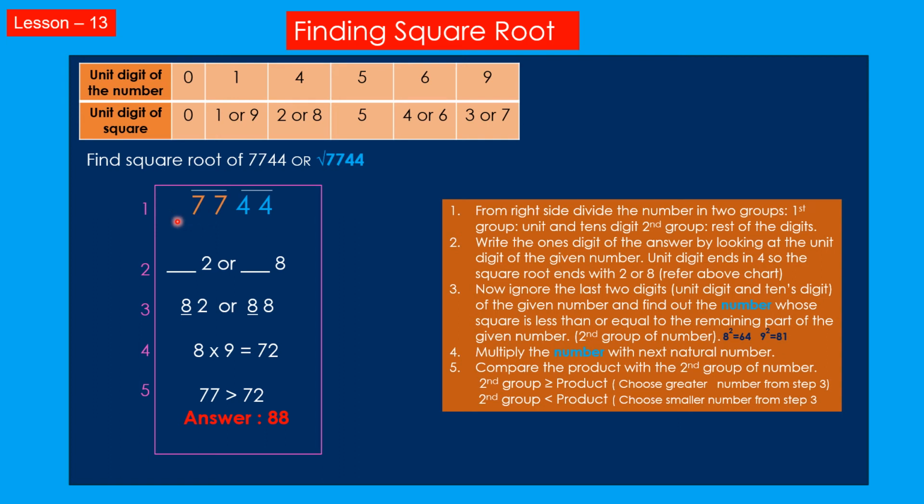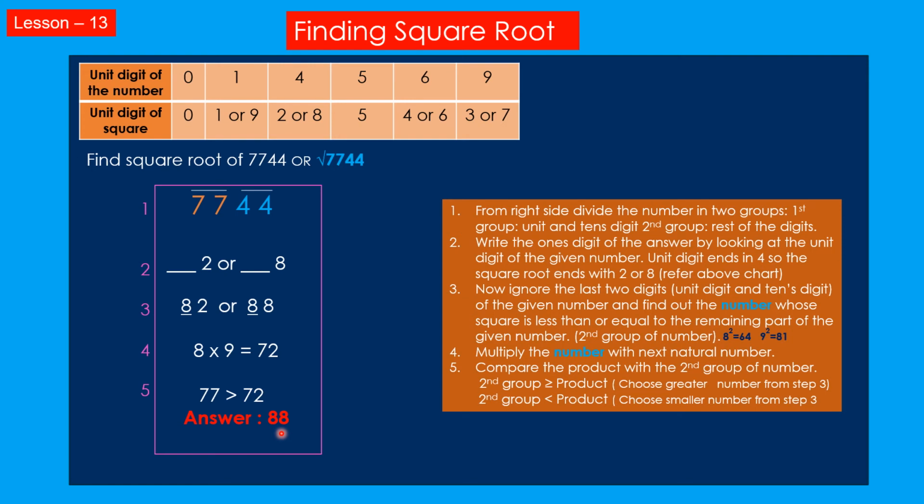Now if 77 is more than this product, then we choose the greater number. What is the greater number? Out of 82 and 88, the greater number is 88. And in case the second group of number, like 77, is less than the product, then we choose the smaller number. Here our product is 72 and our remaining number 77 is greater than 72. So we pick the greater number, that is 88, and 88 is our answer.